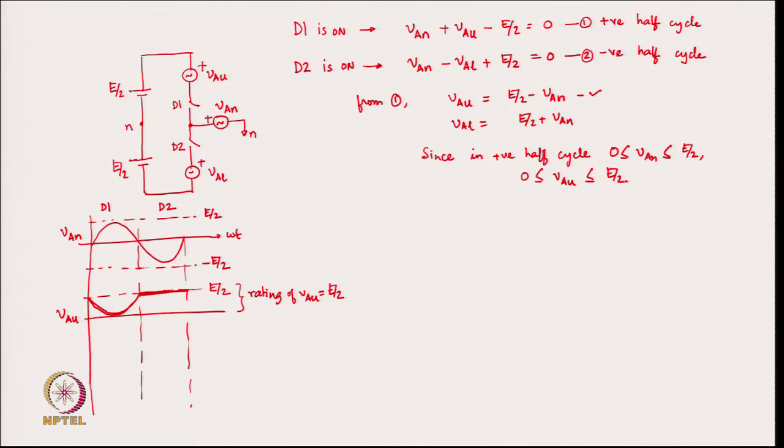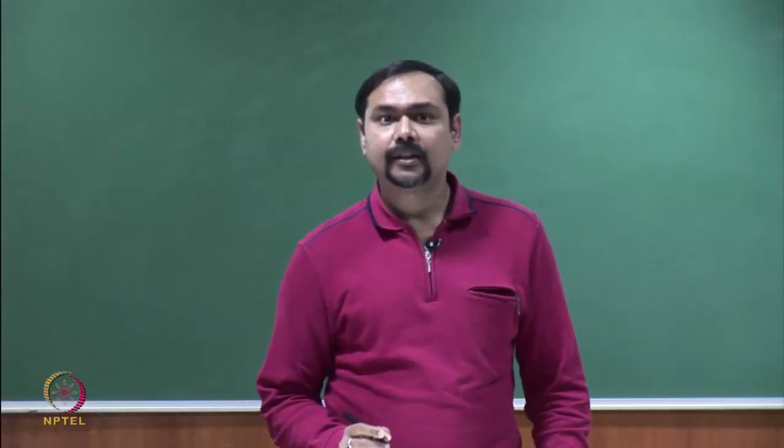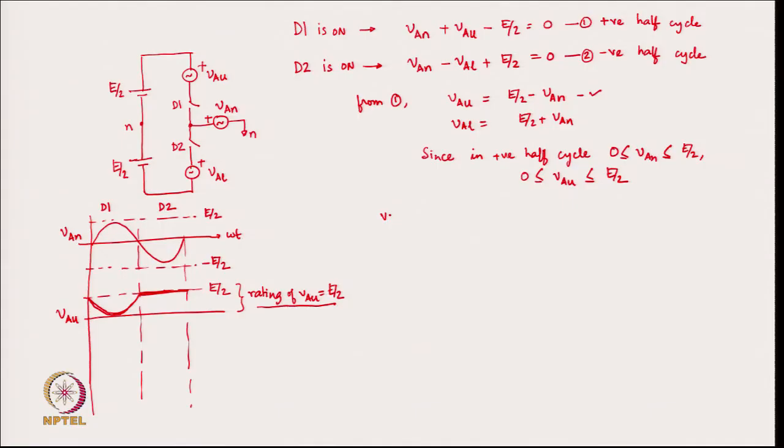Okay. So, therefore, this statement is valid. What is the voltage rating of the director switch D1? The voltage rating of the director switch D1 can be obtained when D1 is off and D2 is on. Okay. So, the voltage rating of D1 can be seen, suppose you write it like this.